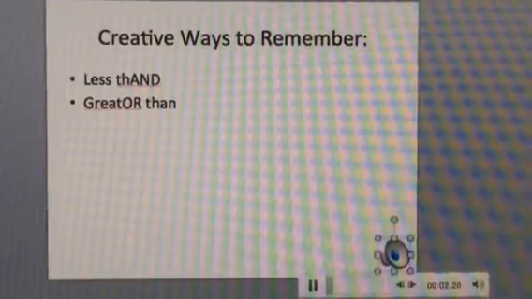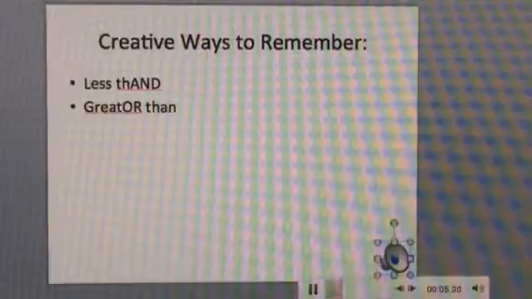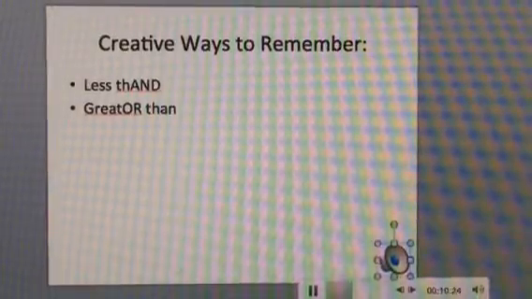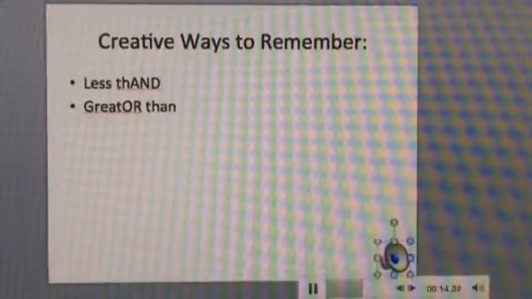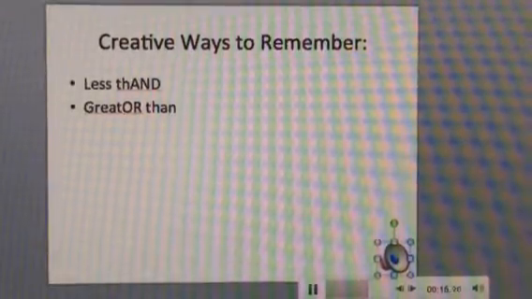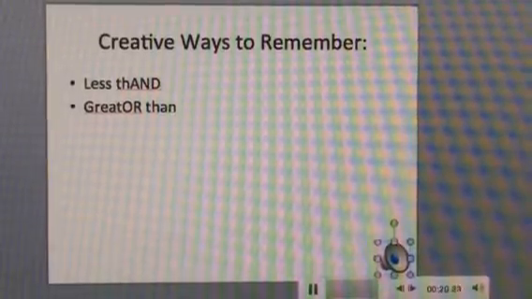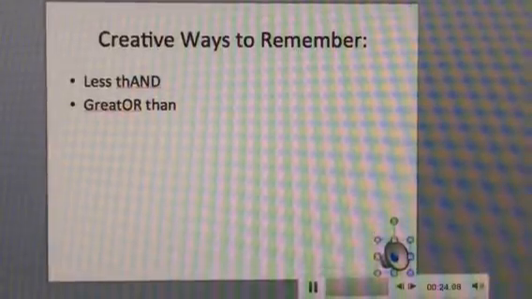Now, some creative tips to remember. If your equation has the less than symbol, you can remember it as "less than," which means you color in between your two solutions. If your original solution is greater than, you just remember it as "great-or than," and you color outside the two solutions.